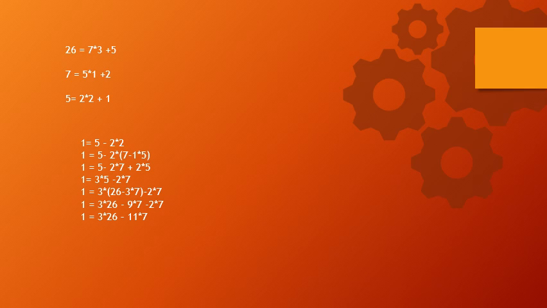Now express 1 in terms of the other numbers. You have 1 is 5 minus 2 into 2. Now this is done. Take the value of 2 from the above equation. 1 is nothing but 5 minus 2 into 7 minus 1 into 5. Simplify further, you will land here. And then here you have value of 5 taken from the first equation. So you can see 1 is nothing but 3 into 26 minus 11 into 7. So this is what the final is done.